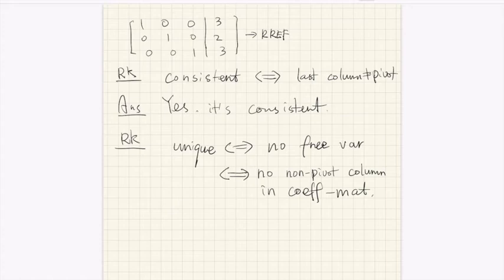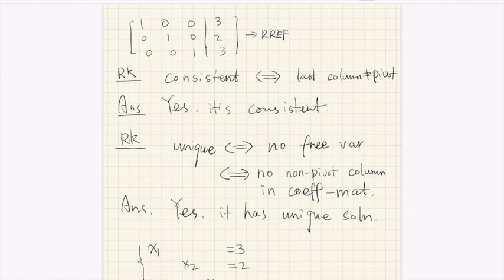So if we look at the coefficient matrix here, then every column is pivot column. In other words, there's no non-pivot column in coefficient matrix. So the answer is yes, it has unique solution. Then what is that unique solution? That's the last question. So to do that, we're going to convert this RREF into linear system. So first equation is x1 equals 3. The second one, x2 equals 2. x3 equals 3. This directly gives the final solution.